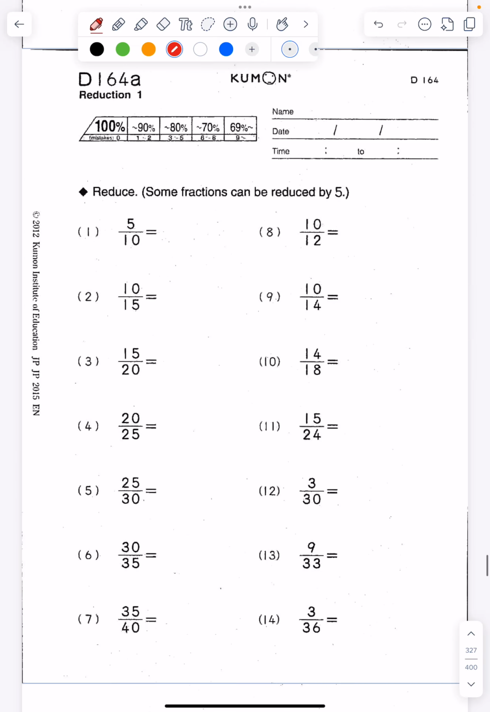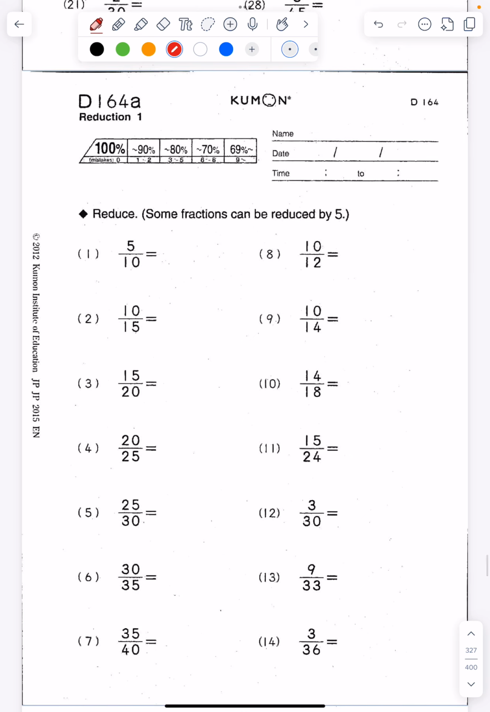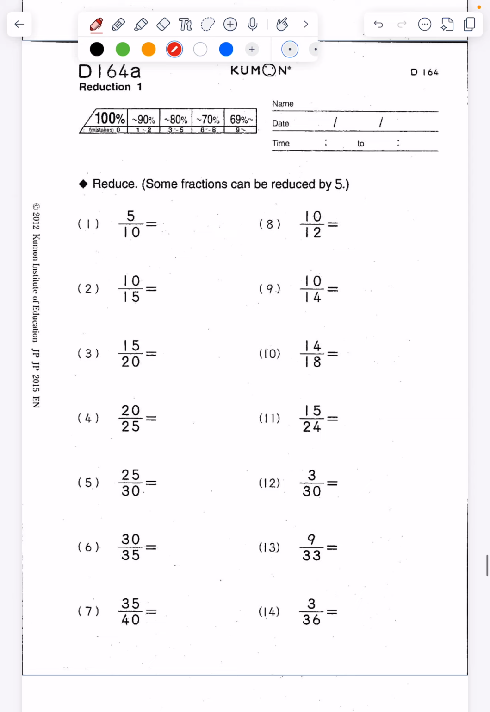So it seems like the 2 and 3, you're fine. Let's go to page number 164A. Okay, so on this page, let's read the instruction again. What does the instruction say? Some fractions can be reduced by 5. So remember, we can reduce it by 2, by 3, by 5, by all the numbers, right? Murtaza, I just want you to go through everything first. Tell me which ones can be reduced by 5. You don't have to write it down.